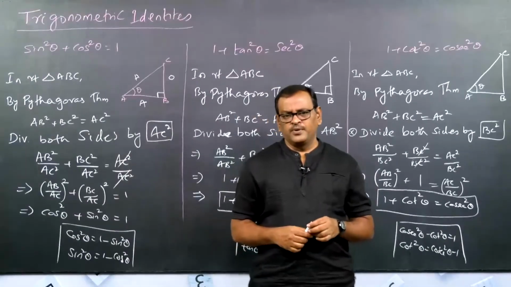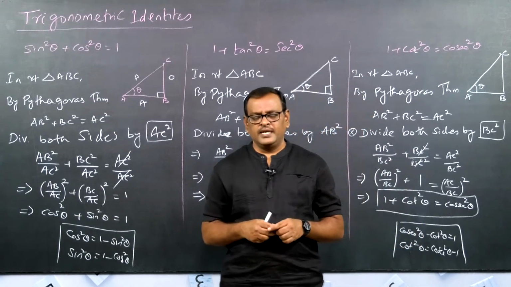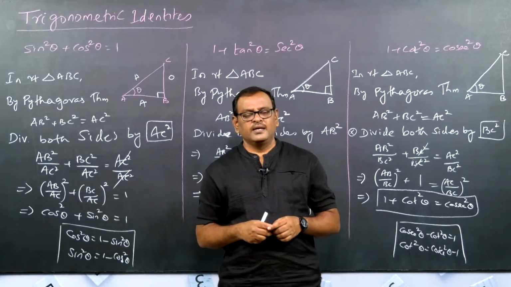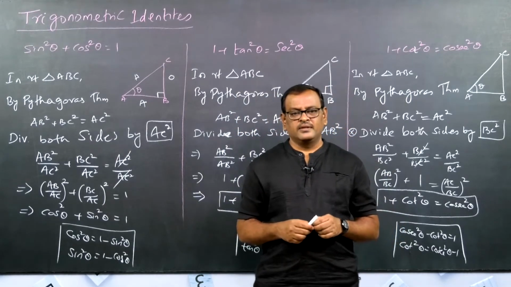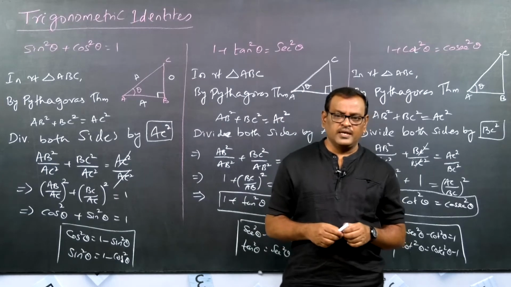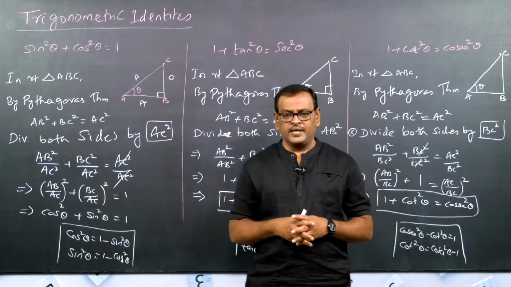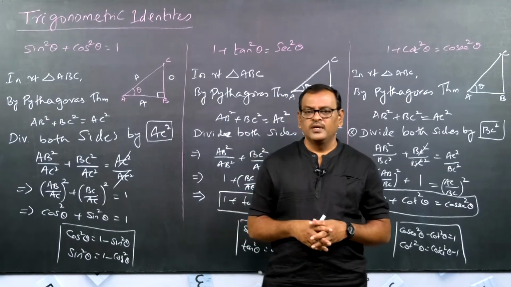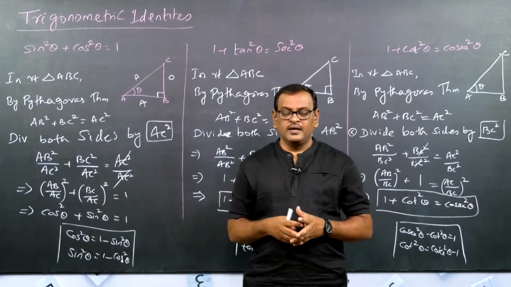So far we proved three important identities. The first identity is sin square theta plus cos square theta equal to 1, and the second identity 1 plus tan square theta equal to secant square theta. Third identity is 1 plus cot square theta equal to cosecant square theta. These three identities are very important for examination point of view. Also it will be useful for your further problem solving cases.